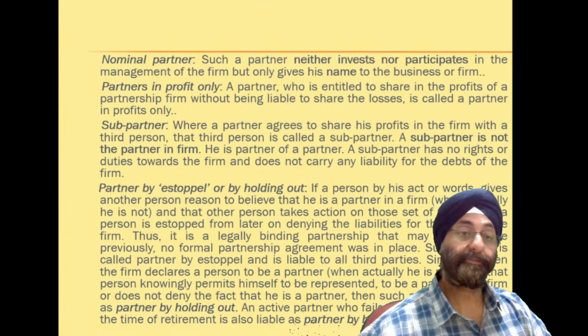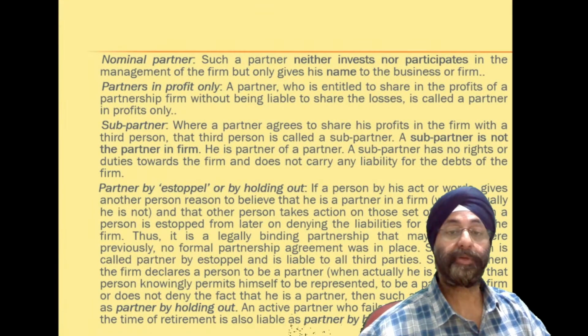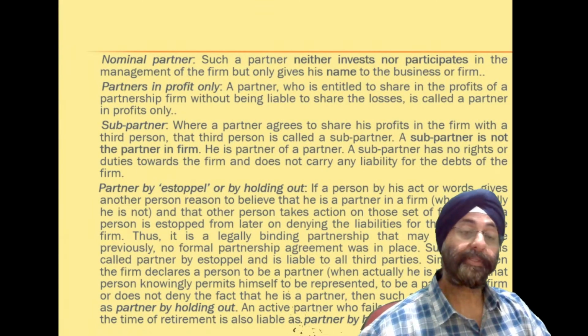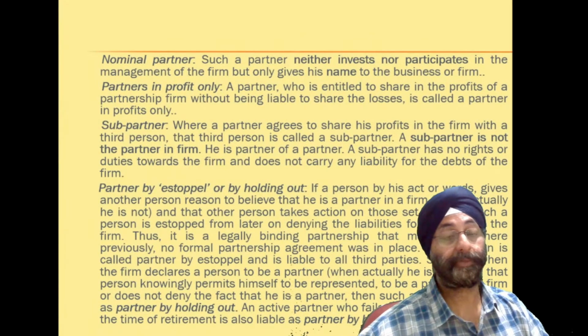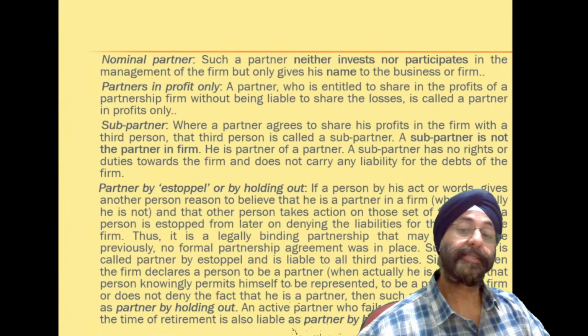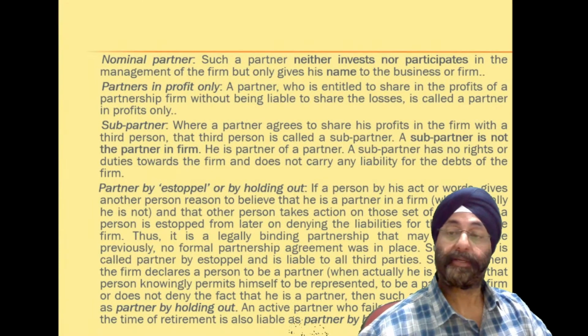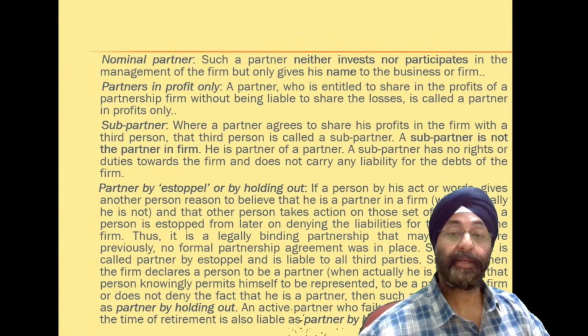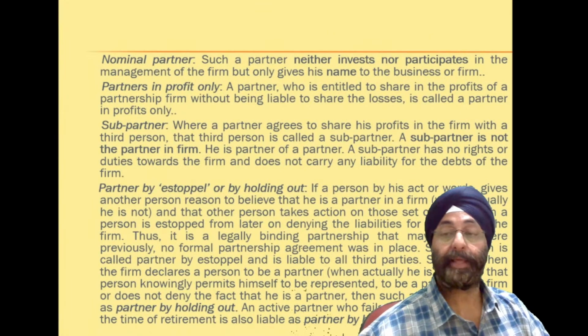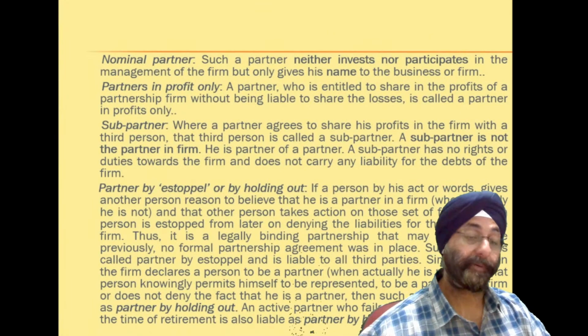The next category of partner is a sub-partner, where a partner agrees to share his profit in the firm with a third person, and the third person is called a sub-partner. A sub-partner is not a partner of the firm in the actual manner. He is a partner of a partner. A sub-partner has no rights and duties towards the firm and does not carry any kind of liability for the debt of the firm.